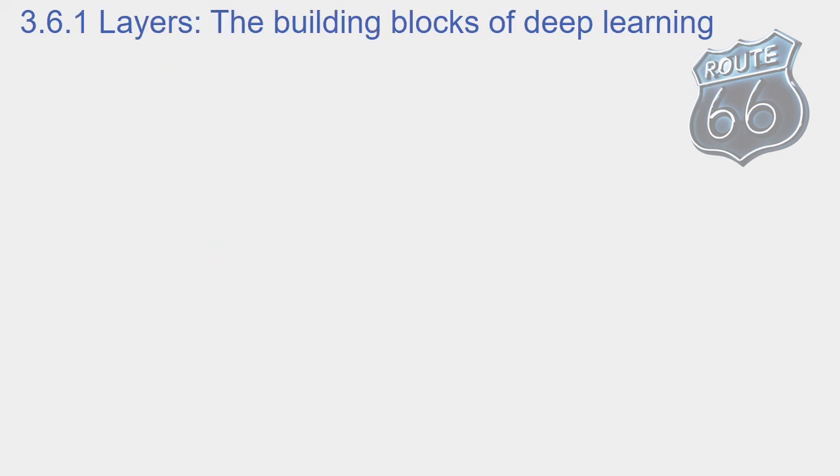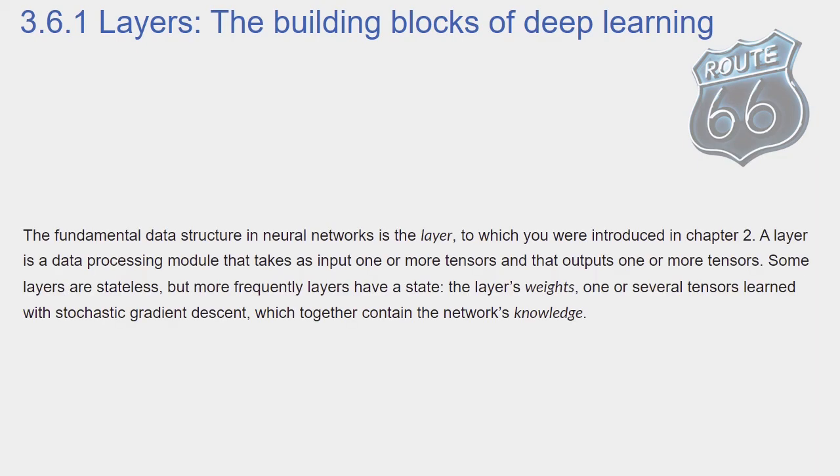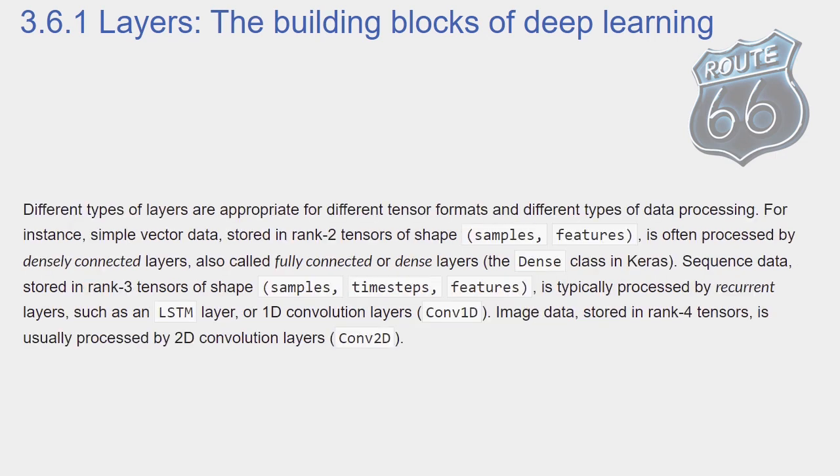Section 3.6.1. Layers: the building blocks of deep learning. The fundamental data structure in neural networks is the layer, to which you were introduced in Chapter 2. A layer is a data processing module that takes as input one or more tensors and outputs one or more tensors. Some layers are stateless, but more frequently layers have a state: the layer's weights, one or several tensors learned with stochastic gradient descent, which together contain the network's knowledge.